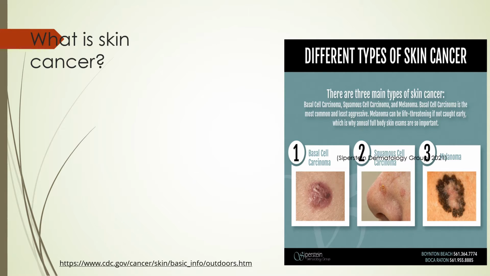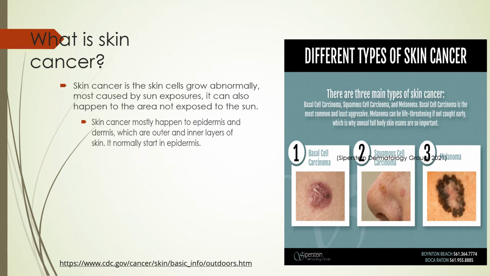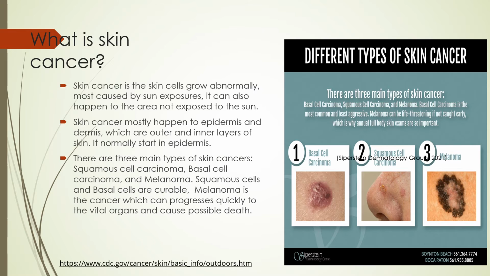So, what is skin cancer? Skin cancer is when skin cells grow abnormally, mostly caused by sun exposure. It can also happen in areas not exposed to the sun. Skin cancer mostly happens in the epidermis and dermis, which are the outer and inner layers of skin. They mostly start in the top layers of the epidermis.